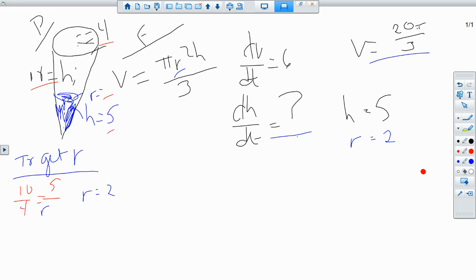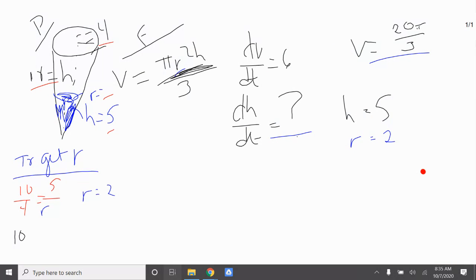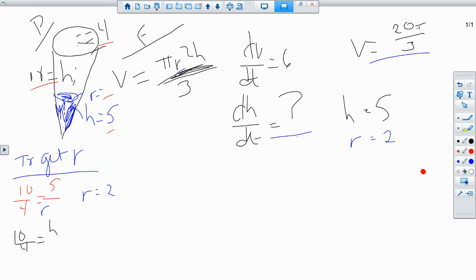Okay, we also can relate. We need to get rid of one of these variables because we want one variable there. So it's the same proportion. h equals 10 over 4 r, correct? So 5 over 2 r. And that's what we got to plug in here to get rid of a variable.